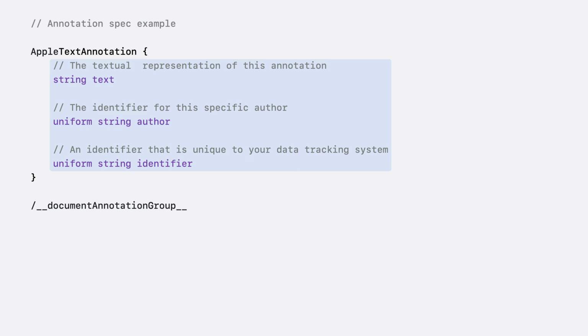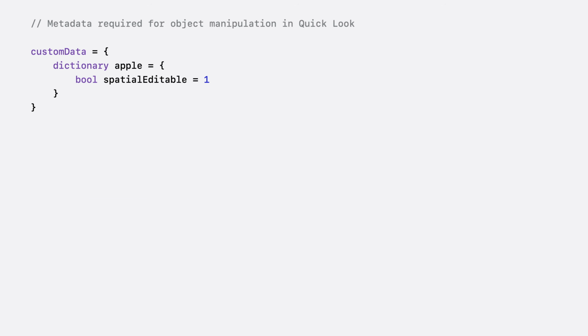For a text annotation, you'll want information like author and a unique identifier for the annotation in addition to the actual text note. Setting up annotation data in this way allows annotations to show up on visionOS, as long as they are children of a USD prim specified as a document annotation group. In order to have USD prims be editable on visionOS, using gestures, they need to have the spatial editable metadata set on them. People can also easily set this up on their USD asset using Preview on macOS.